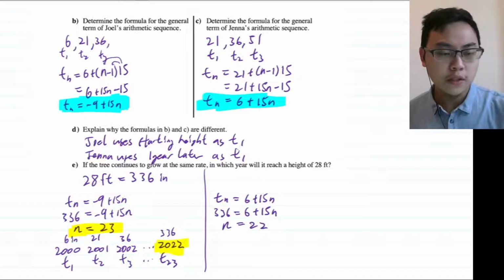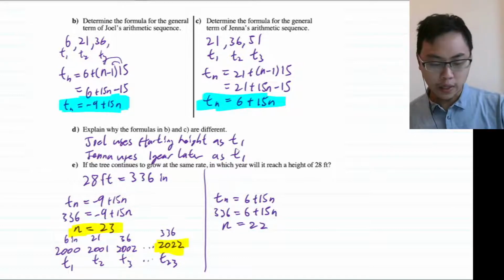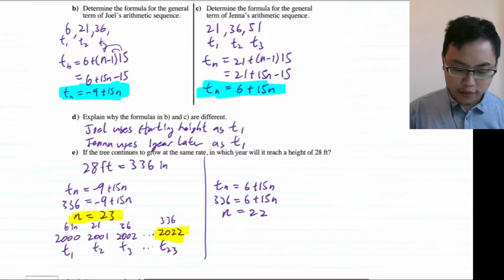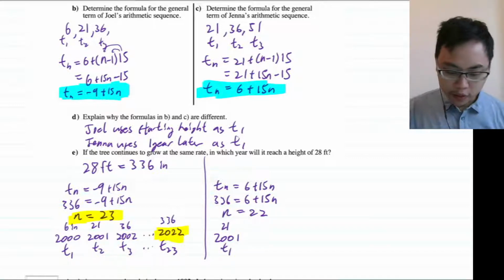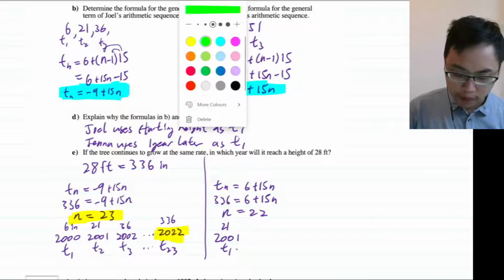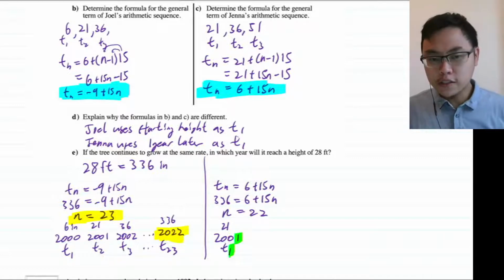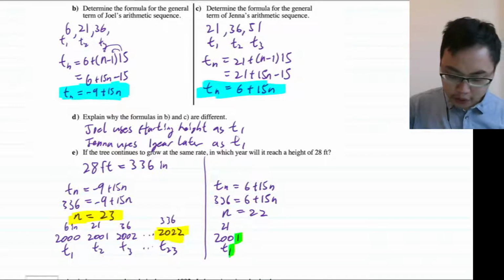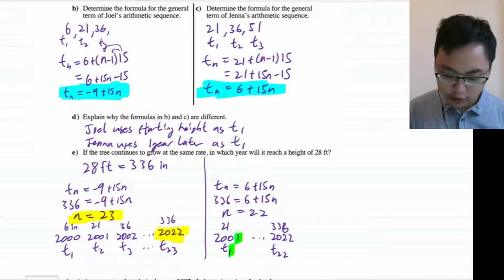Now let's have a look at why Jenna does it this way. At the year 2000, it was 6 inches. So 1 year later, it's going to be a term 1. That's Jenna's term 1. Okay, so in year 2001, that's 1 year later, that's 21 inches. That's going to be Jenna's term 1. And so you see how in Jenna's formula, the term number and the year number is the same. So she thinks that this is easier for her to do, which means that she can easily say by the time it is T22, that's going to be the year 2022, which is 336 inches.